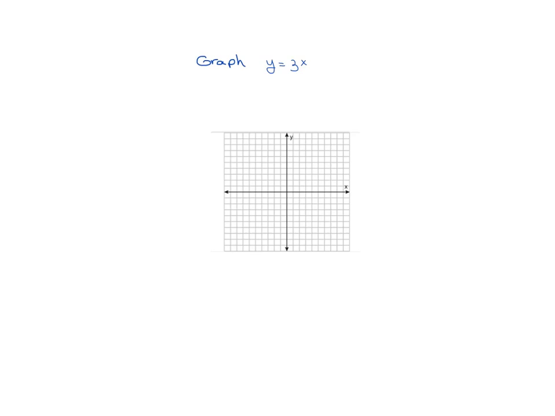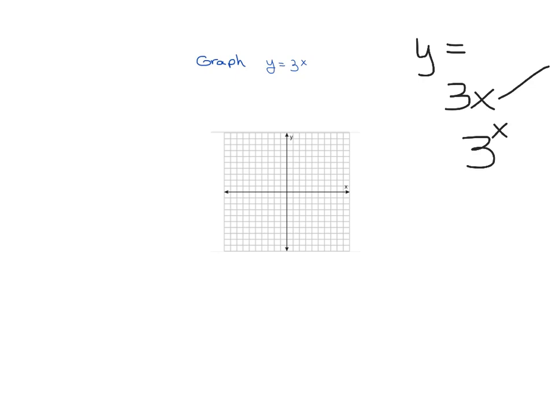Now, someone in my other class actually tried to key this in their calculator, and they made the mistake of just hitting the y equals button, and then they put in 3x, not 3 to the x power, making x an exponent. So as soon as I saw their display and saw it was a diagonal line, a linear function, I knew that they had put the x in the wrong spot. So this is 3 to the x power, not 3x.